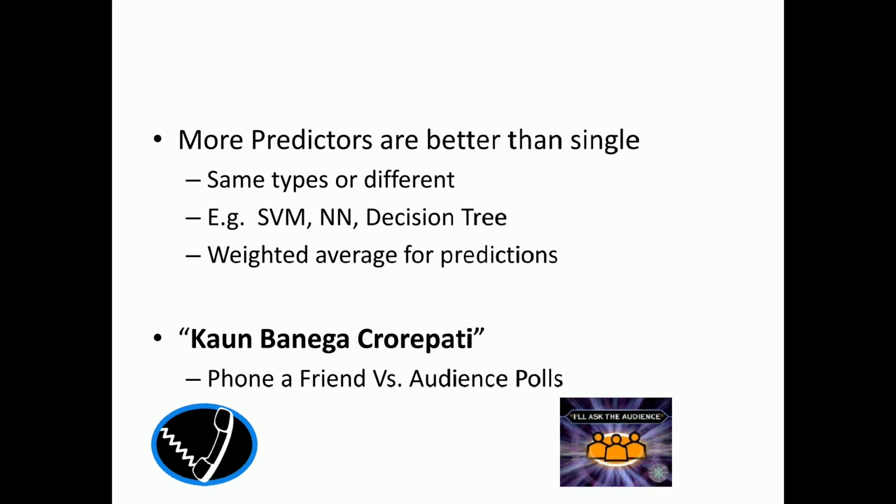So more predictors are obviously better than a single predictor, and the predictors can be of the same type or different types. For example, we can combine a support vector machine, a neural network model, a decision tree, and a nearest neighbor model together. The weighted average of the output of the individual predictors is considered and the final output is calculated.